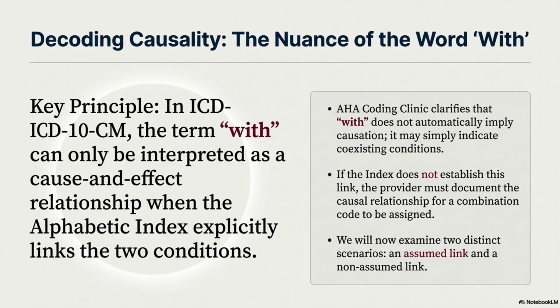Here's the key principle. In ICD-10-CM, the word "with" can only be interpreted as a cause and effect relationship when the alphabetic index explicitly links the two conditions. AHA Coding Clinic reminds us that "with" does not automatically mean one condition caused the other. Sometimes it simply means the conditions coexist. So, when the index doesn't establish that link, the provider must clearly document the causal relationship for a combination code to be assigned. Let's look at 2 scenarios, one where ICD-10-CM assumes the link, and one where it doesn't.